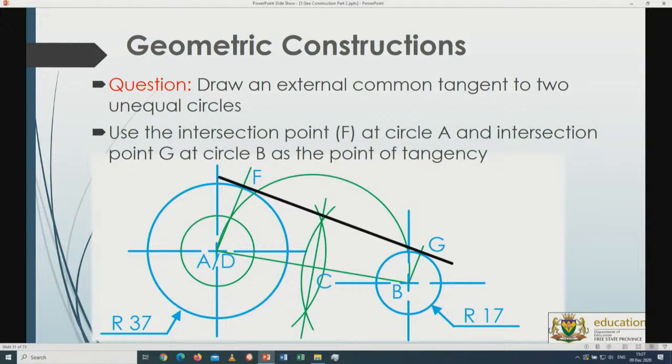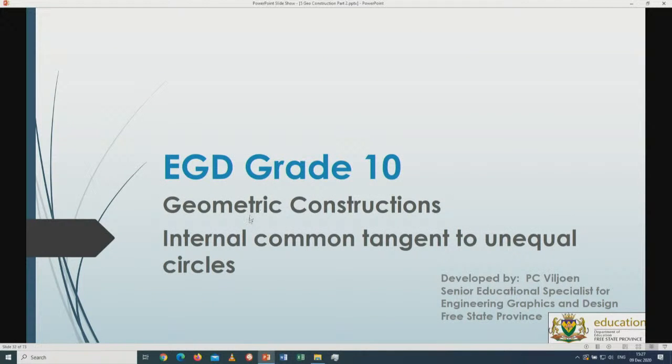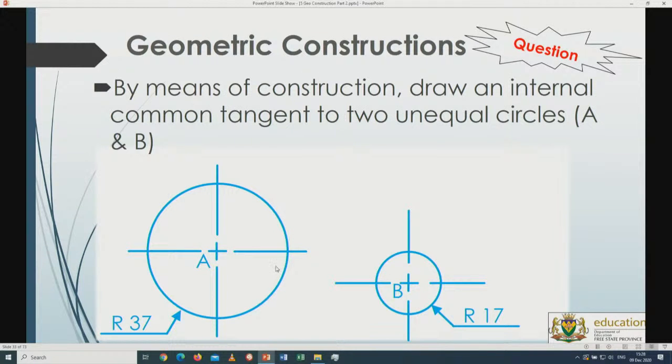Alright, so what happens? It's external. External is large, so you can't go even larger, so you have to become smaller, so therefore you subtract the small circle from the big circle. Alright, so that's the rule. Now I have to draw an internal common tangent to unequal circles. Same as what I had on the previous one. The only difference is this one is internal.